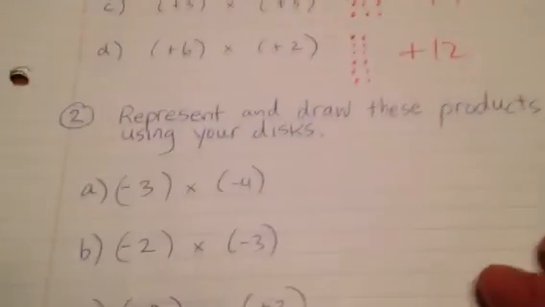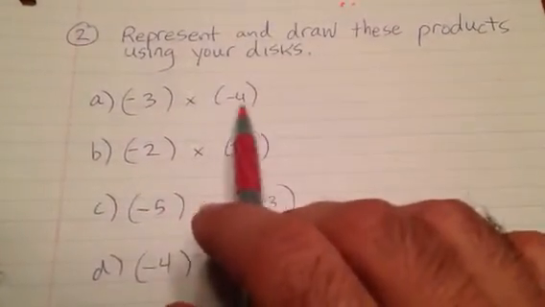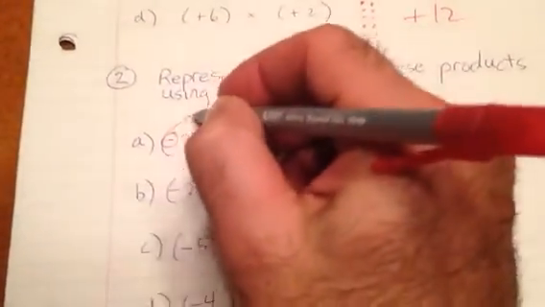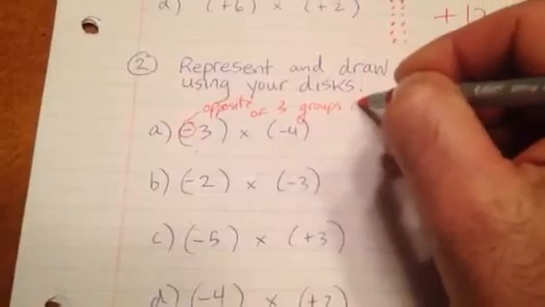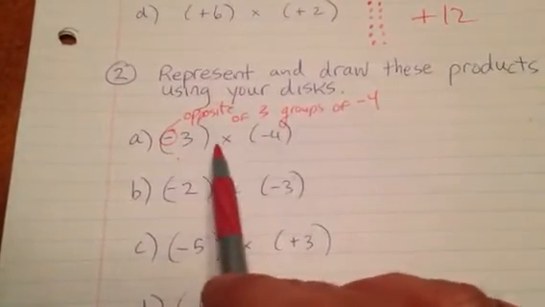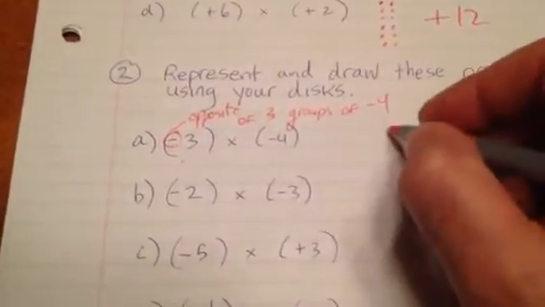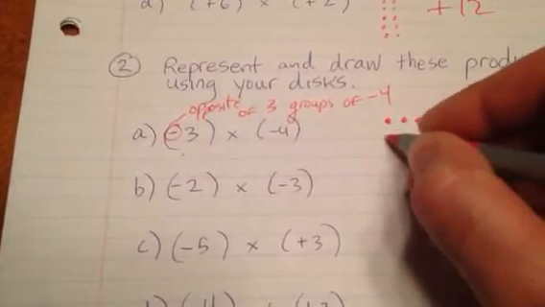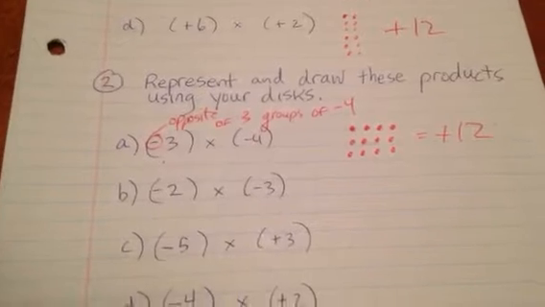The next one, a little bit different, okay? So we represent and draw these products using your discs. So now we have negative 3 times negative 4. Notice that suddenly, instead of this being positive, it means negative. So what this means is the opposite of 3 groups of negative 4. Well, the opposite of 3 groups of negative 4 is 3 groups of positive 4, because the opposite of negative 4 is positive 4. So we're going to draw 3 groups of positive 4, and that looks like positive 12 to me.